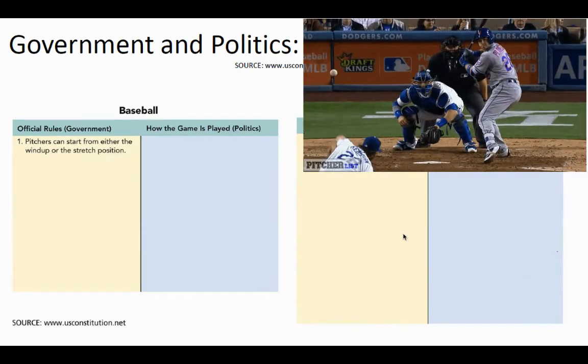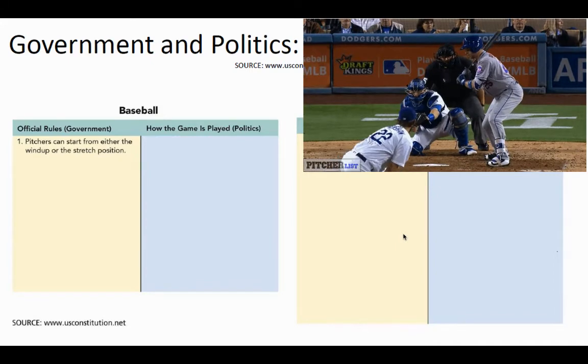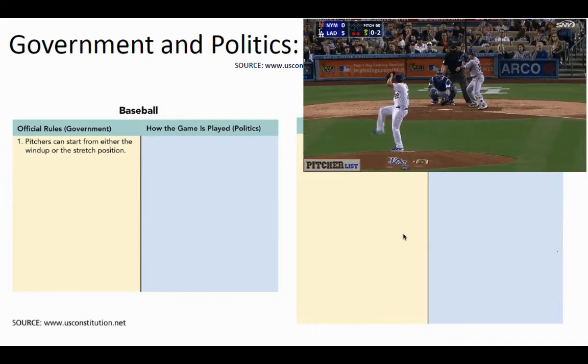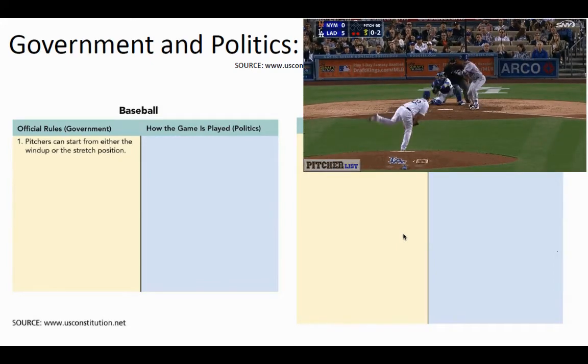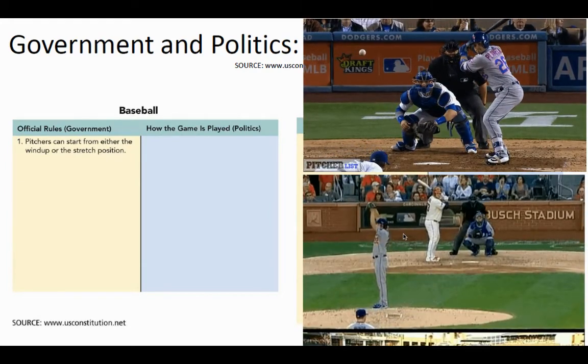So you could see here he's starting from the windup. And again, they're slowing down his curveball. One of the great pictures in Dodger history, if not in baseball. You can see he's in the windup. They have a choice to do that. So you can see another one, he's in the stretch here.